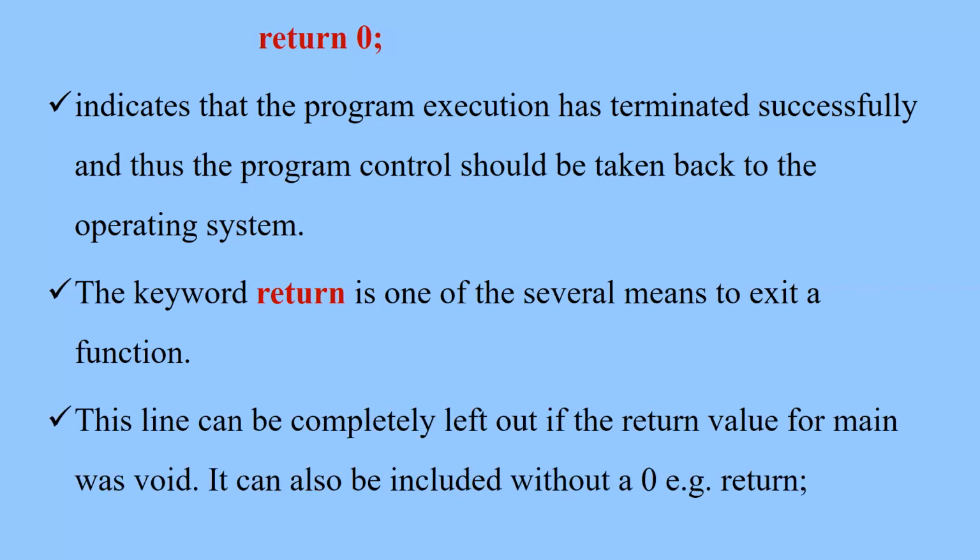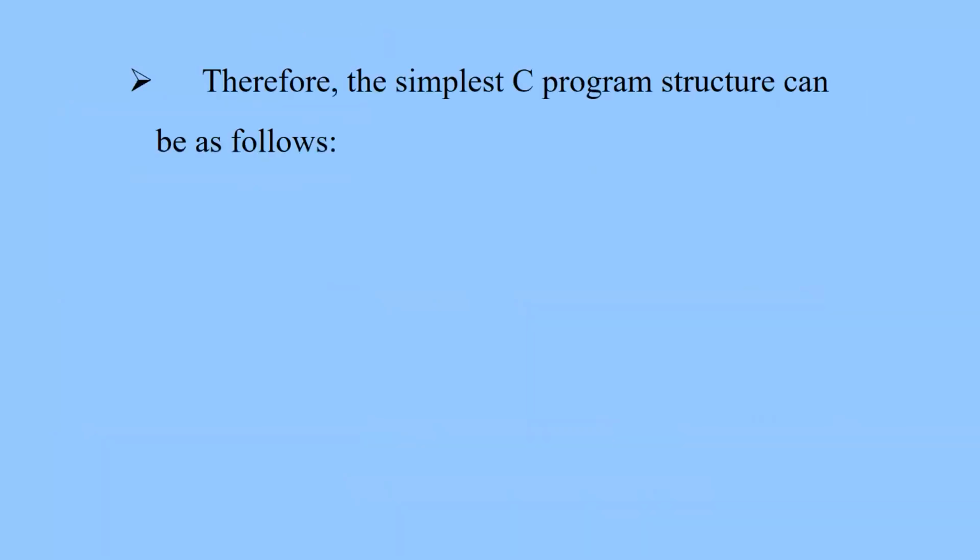This line can be completely left out if the return value for main was not needed. It can also be included without a zero, for example, return semicolon. I have already explained about return, my dear students, and the rest of the learners.